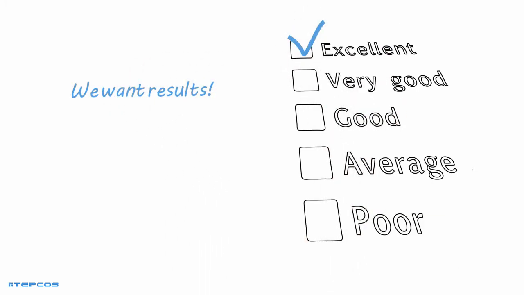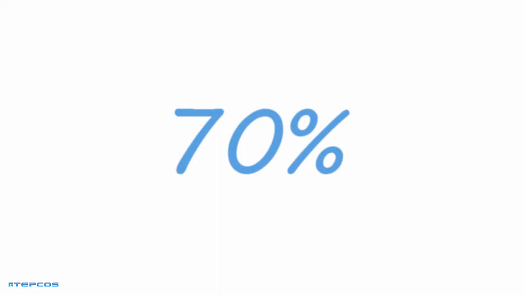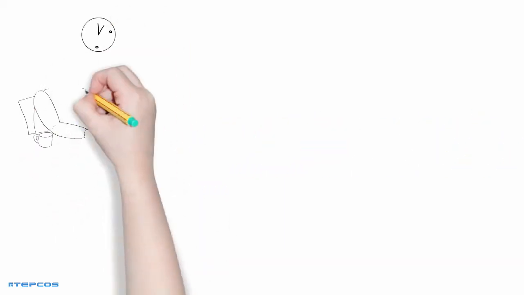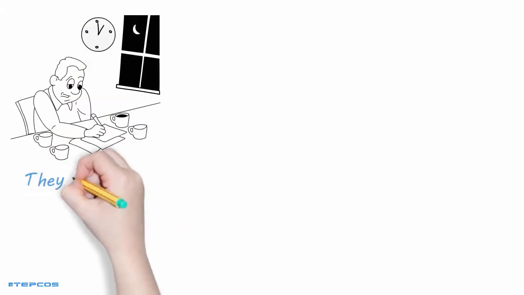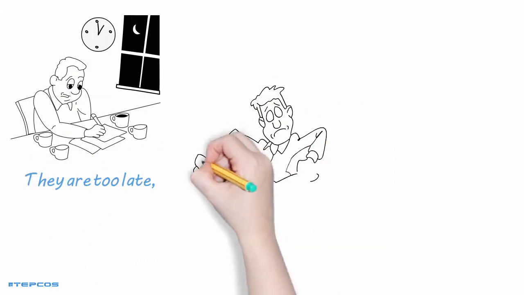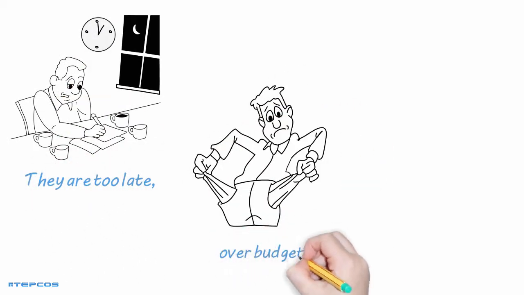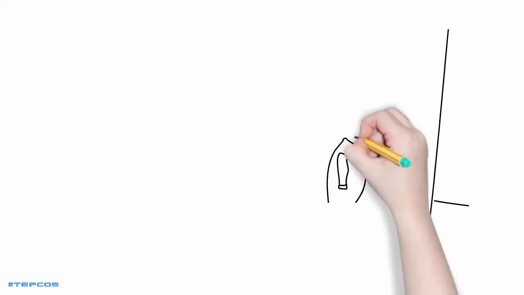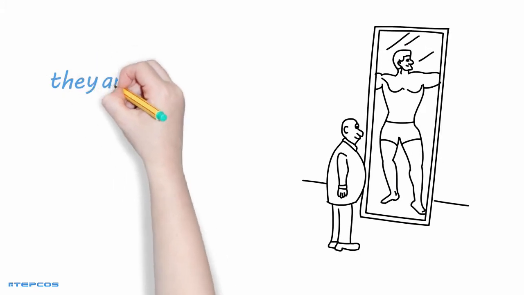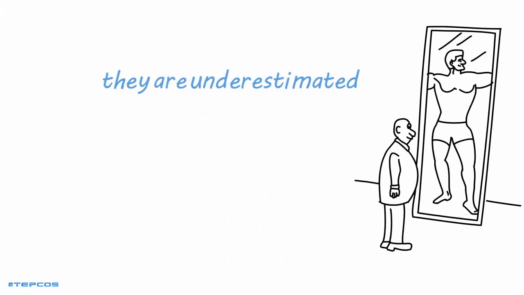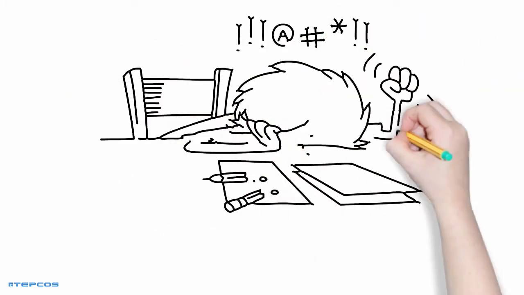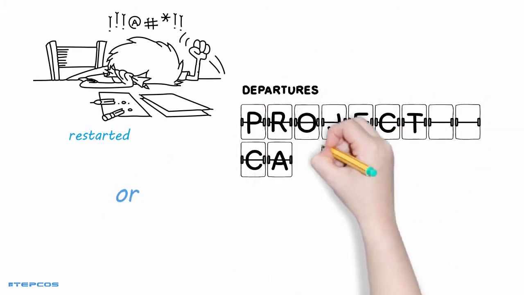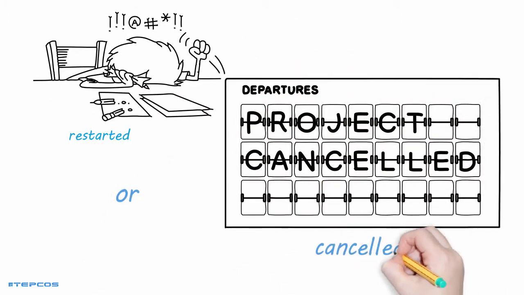But do you know that of all projects that are started, a stunning 70% fails? They took much more time to deliver their results than was promised. The cost to deliver them was much higher, and in some cases they produced completely other results than was intended. In general, these projects were highly underestimated. Whatever the reason, they had to be restarted, or even worse, they had to be cancelled.